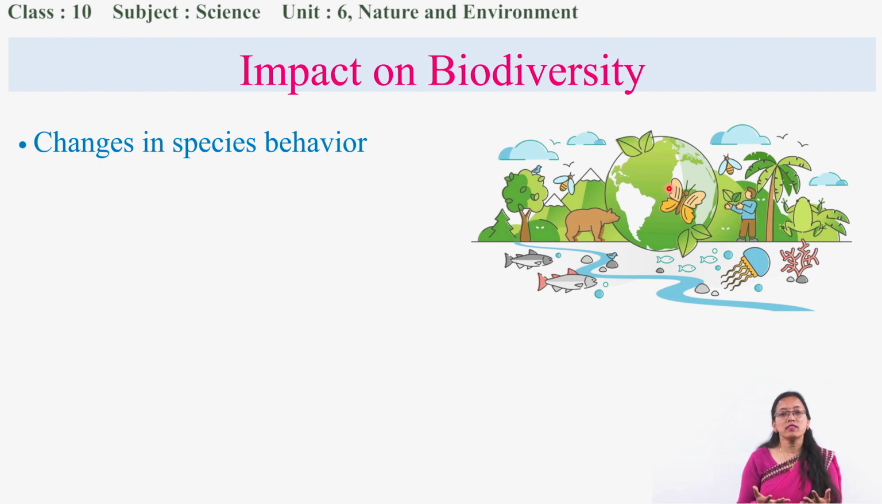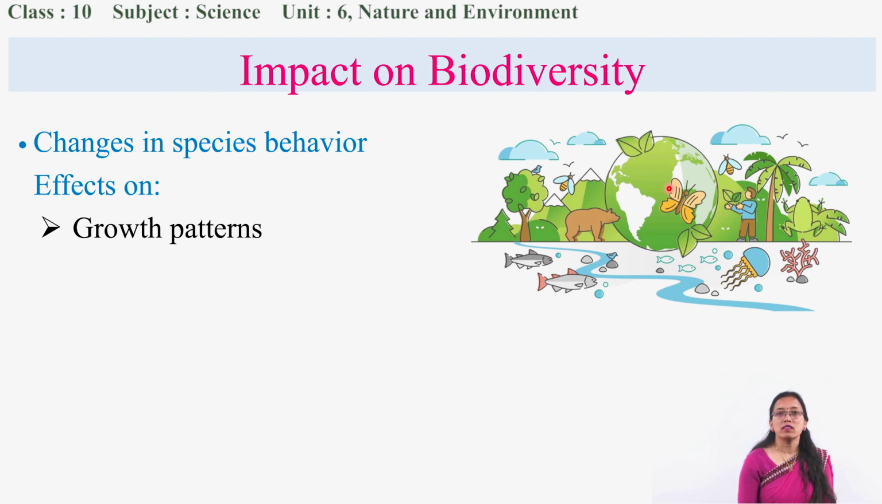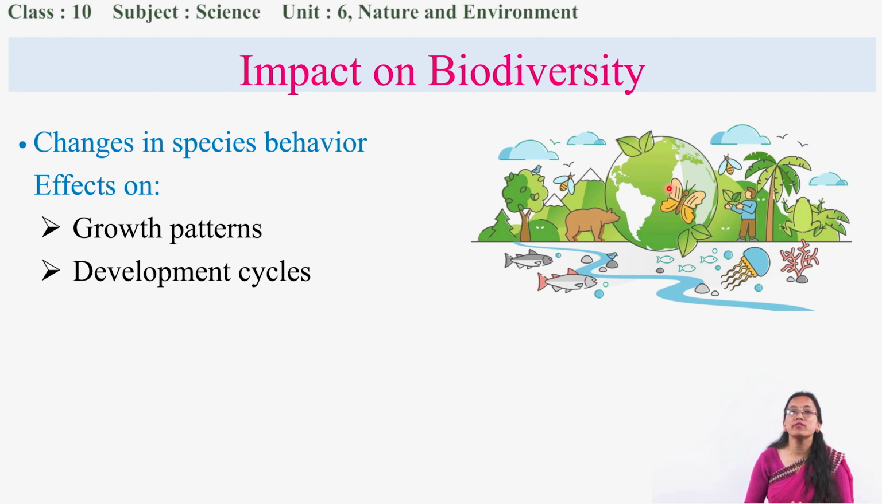What kind of weather is there? What kind of climate is there? The environment selects those organisms which are able to survive in those conditions. Because of that, new species may be generated and old species may become extinct. So there is a change in species behavior. Then what are the effects on it? The growth pattern of the organisms will be affected. Another one is the development cycles of the different organisms.